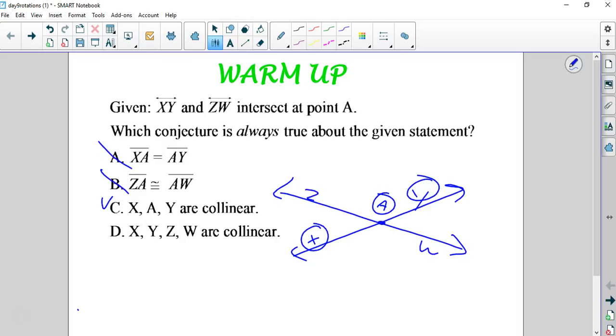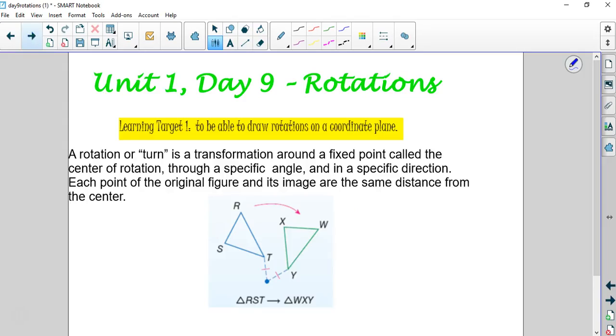X, Y, Z, W are collinear? Nope. Two different lines. So there's our winner. Okay, on to rotations.